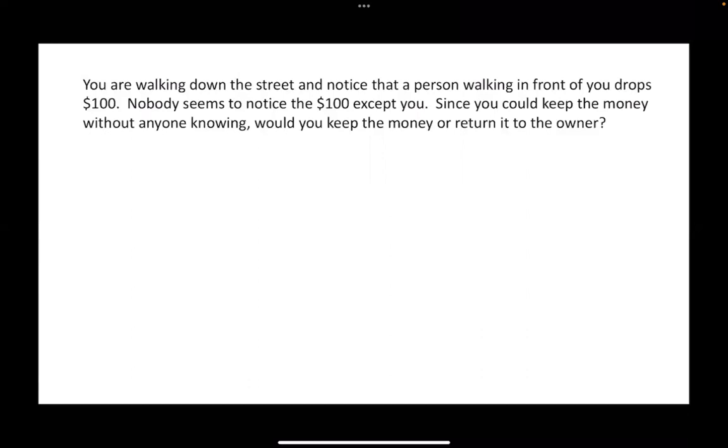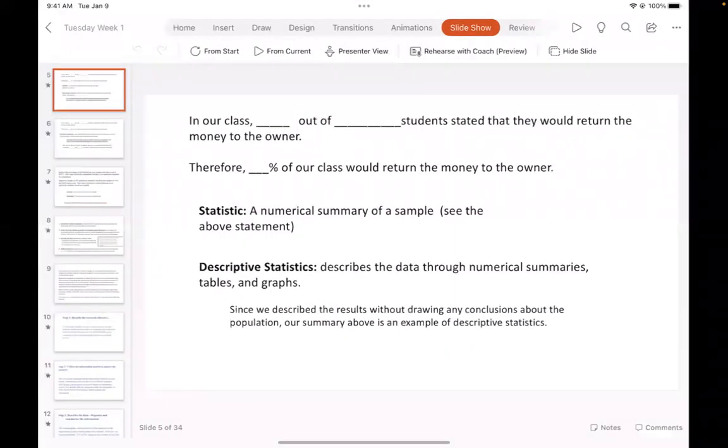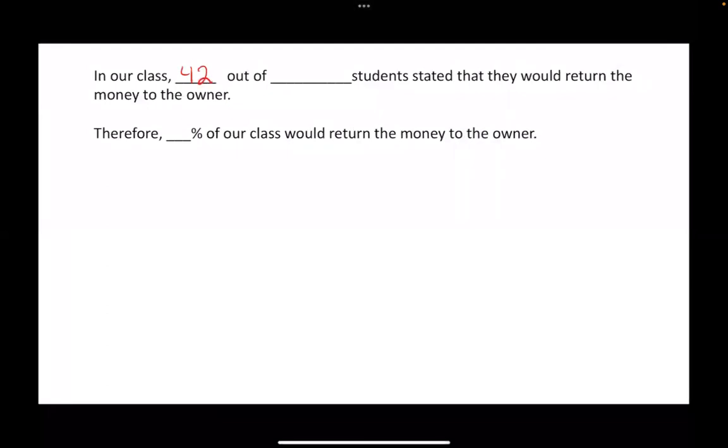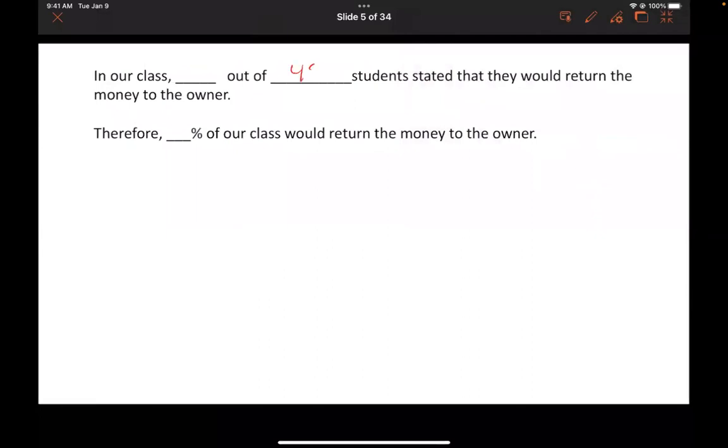We can't do that in our class, but I'm going to make something up. So let's say I did an anonymous poll. I believe we have 42 in our class right now. If not, that's the number I'm going to decide that we have. So let's say I have 42 students, and let's say that 38 of the 42 students would return the money to the owner. So 38 divided by 42 gives us about 90.5%.